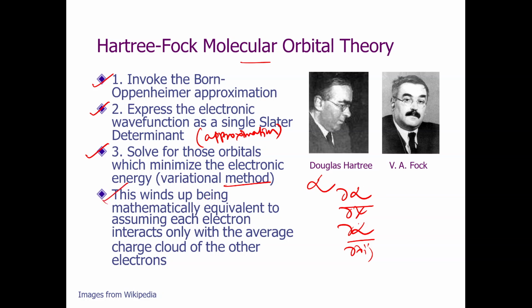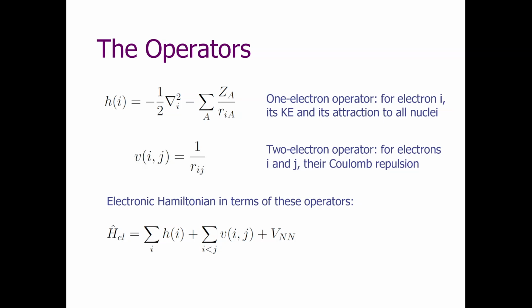This winds up being mathematically equivalent to assuming each electron interacts only with the average charge cloud of other electrons. You have seen in the Fock operator that there is a summation over second electrons, that is, over all the orbitals present. So this is basically the interaction of one electron with the overall average charge cloud.